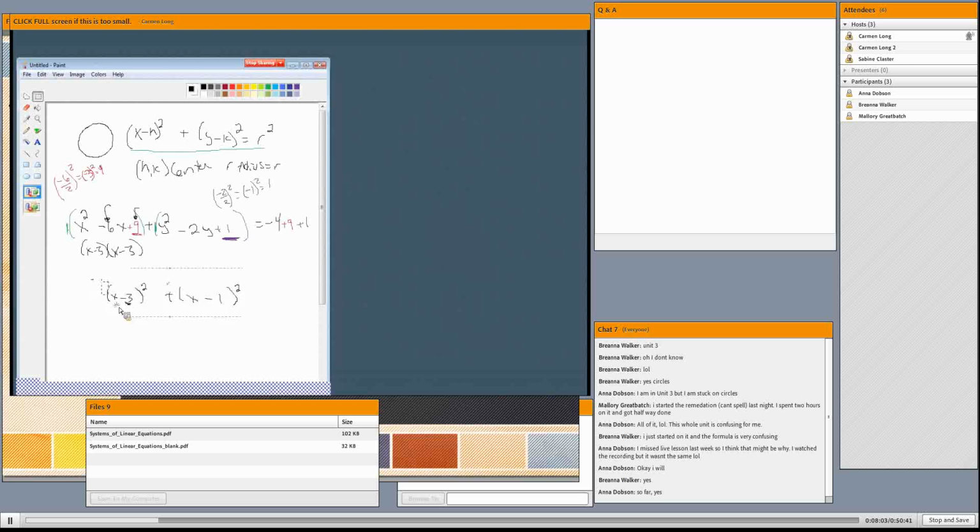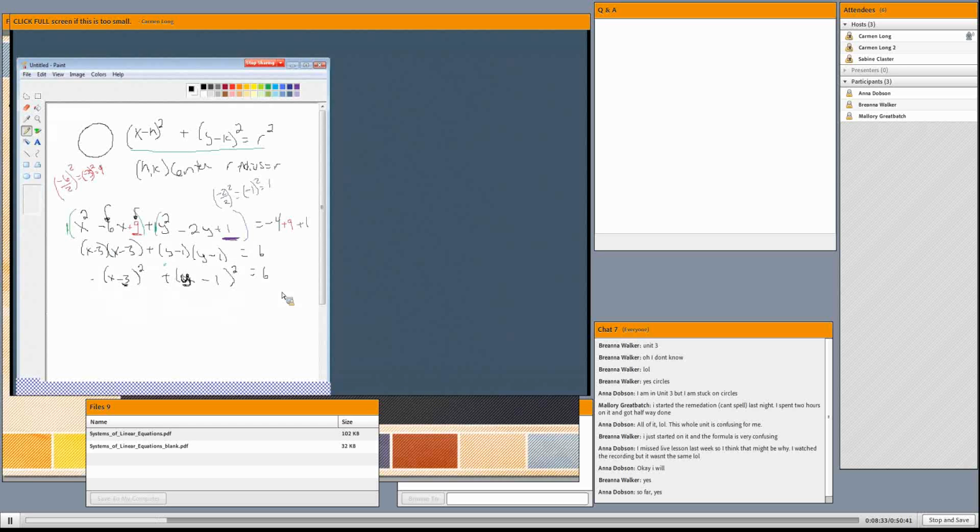All right. And I'm going to do the same thing for the y, I'm going to factor that. It's going to be y minus 1 times y minus 1, which gives me y minus 1 squared. Okay. And then we're just going to add -4 and 9 is 5, plus 1 is 6. That's right.